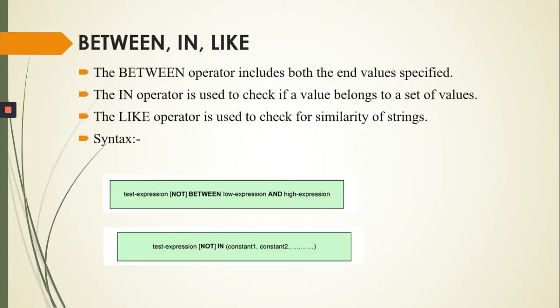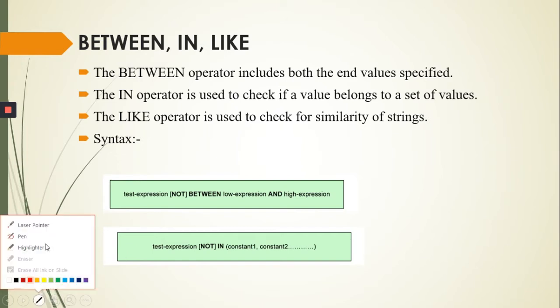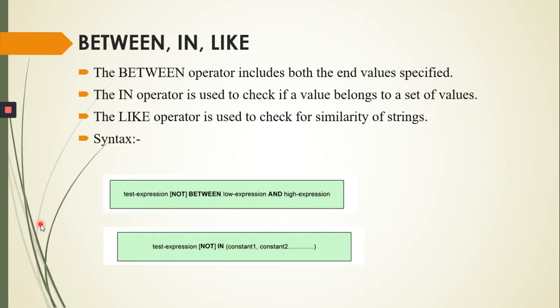Now today our topic is the between, in and like statements. The between operator includes both the low and high values specified. So we have to specify the low expression and the high expression, and our answer will be in between. As the name suggests, between includes both the values specified.